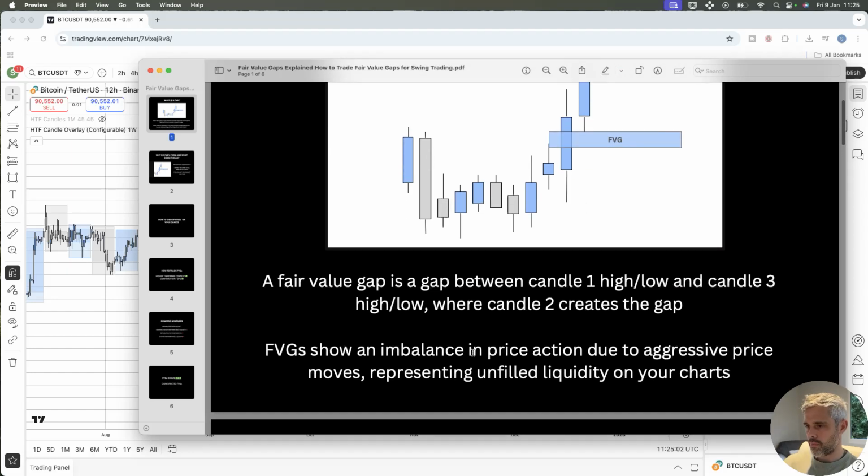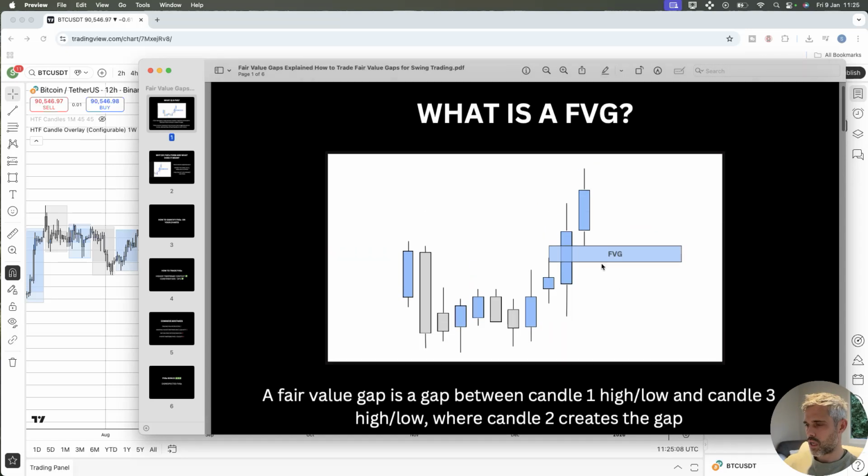Fair value gaps show an imbalance in price action due to aggressive price moves, representing unfilled liquidity on your chart. So what does this mean? Forget the actual candles here. We are seeing bullish demand in the market. We get a retracement and further bullish demand in the market, and then further bullish demand in the market. So there's no retracement here into this area.